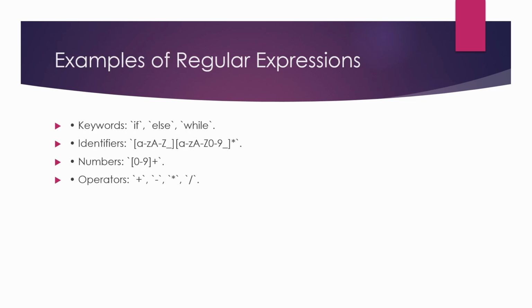Here are some examples of regular expressions used in tokenization. For keywords, we might use patterns like if, else, or while. For identifiers, a regular expression could look like [A-Za-z_][A-Za-z0-9_]*. And for numbers, it's as simple as [0-9]+.